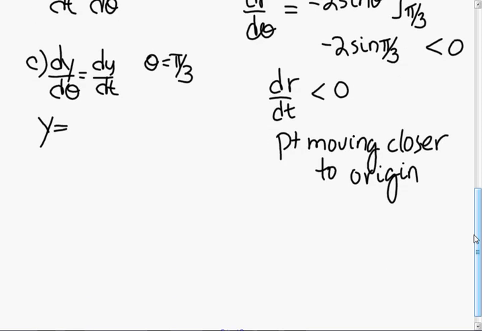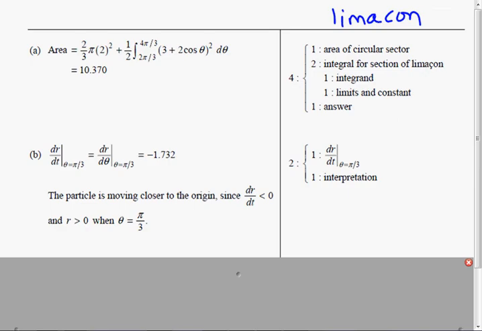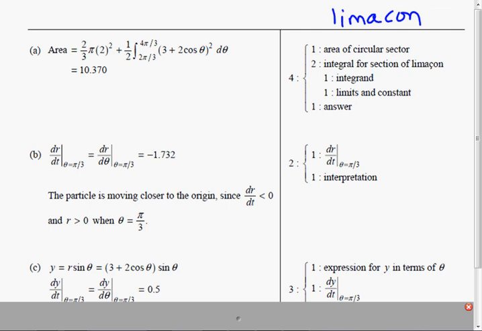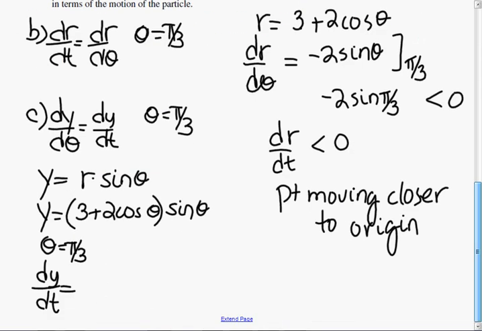It says y is r sine theta, and y is equal to 3 plus 2 cosine theta, times sine theta. And actually, you could just put it on your calculator with nDeriv, and theta is equal to pi over 3. Do you want to do it by hand? Or do you want me to just look up the number? Because I don't know what it is. So dy/dt is, the interpretation is a little trickier. You just have to think for a second. They actually did it there. It's a half. I have to know if it's positive or negative.